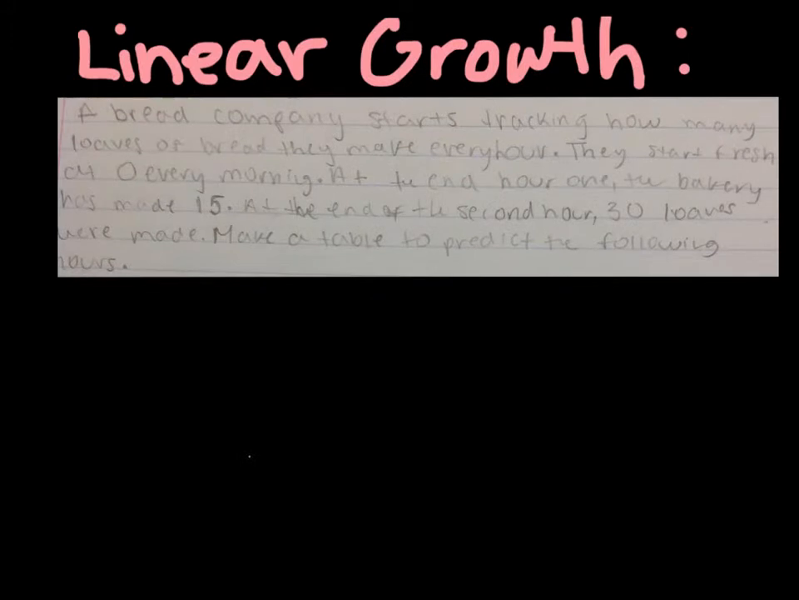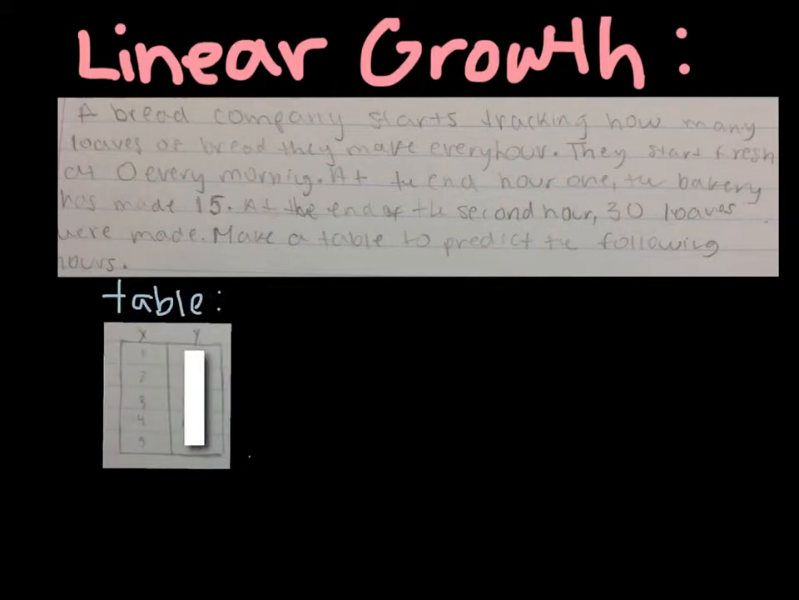This is our linear growth problem. A bread company starts tracking how many loaves of bread they make every hour. They start fresh at 0 loaves every morning. At the end of hour 1, the bakery has made 15. At the end of the second hour, 30 loaves were made. Make a table to predict the following hours.